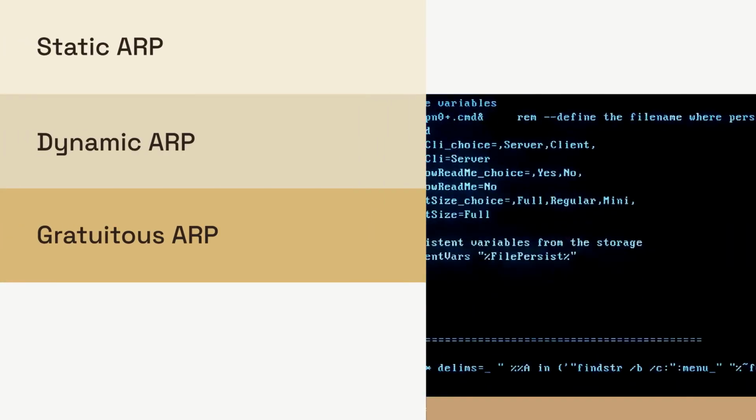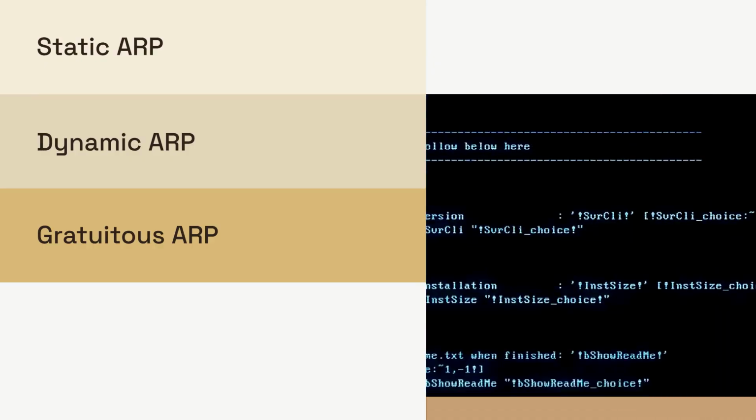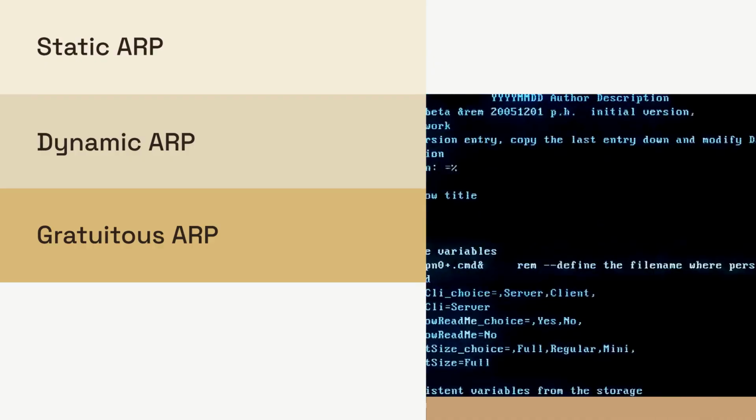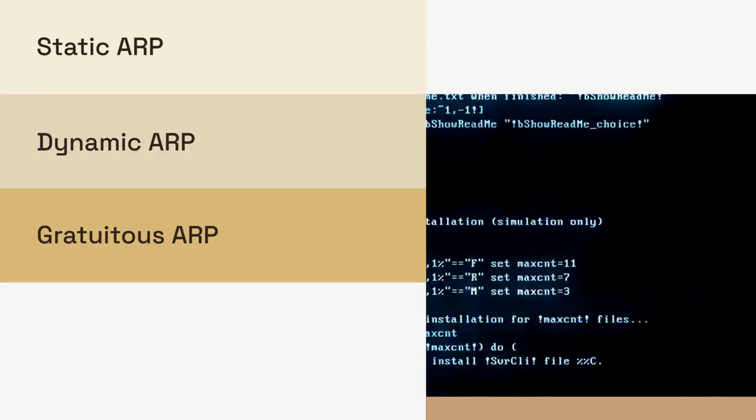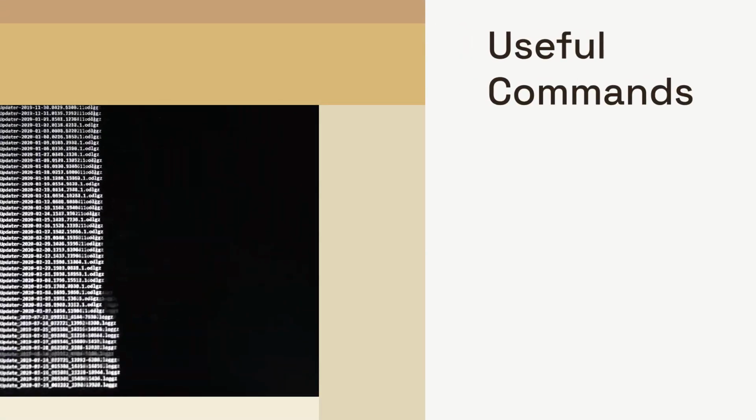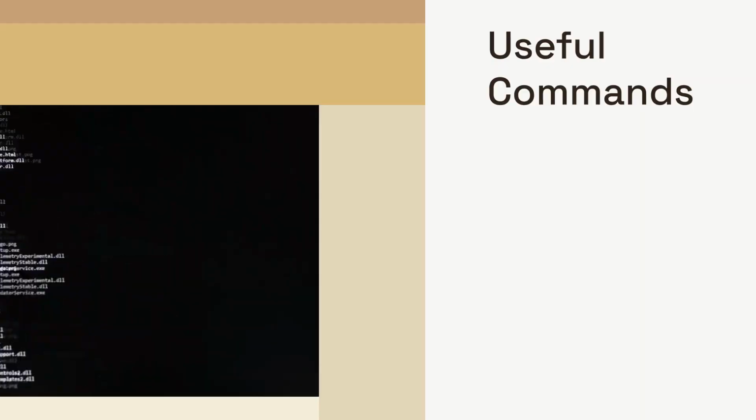For those studying networking, let's review some key terms and useful commands related to ARP. Key terms include static ARP, which are manually entered mappings, dynamic ARP, learned automatically, and gratuitous ARP, which devices use to announce their own IP or detect conflicts. To view your ARP table on Windows, use arp -a. On Cisco devices, you would use "show ip arp."